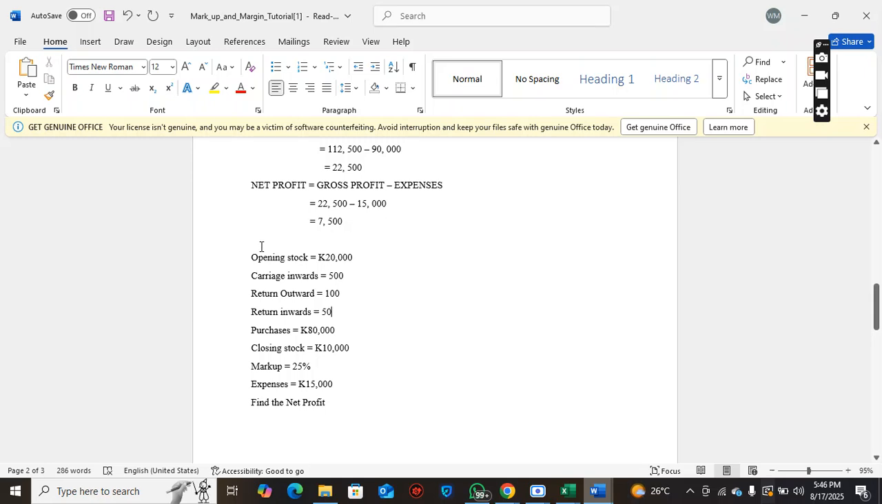So here I've added more information. We've now added carriage inwards. We've added return outwards. We've also added return inwards. I think this comprises a full trading account. So we need to find net profit. Colleagues, what is the first thing we do?